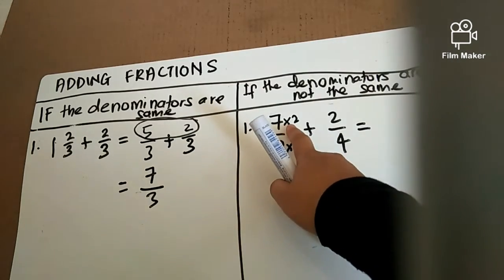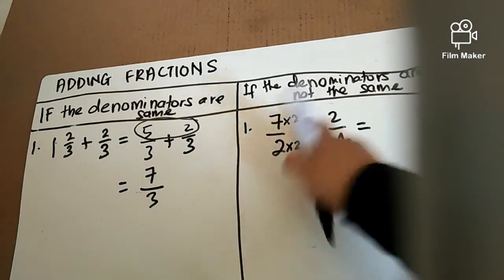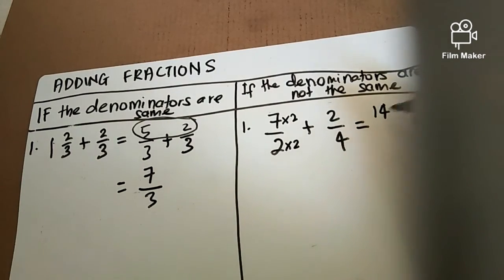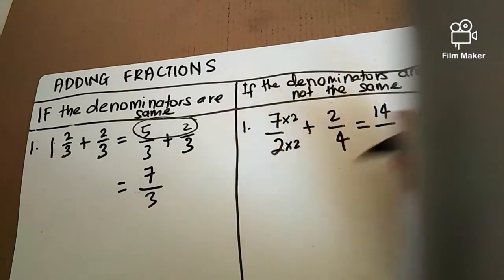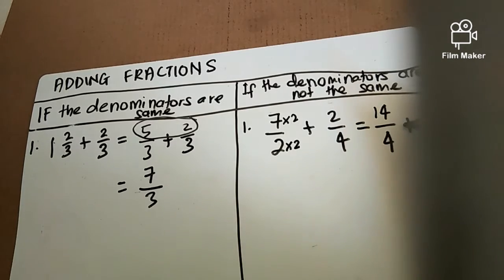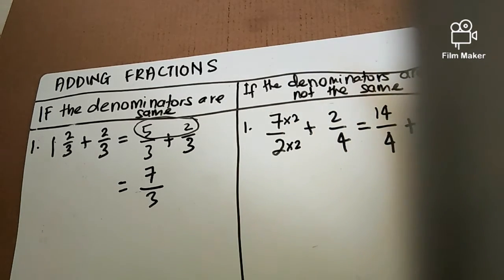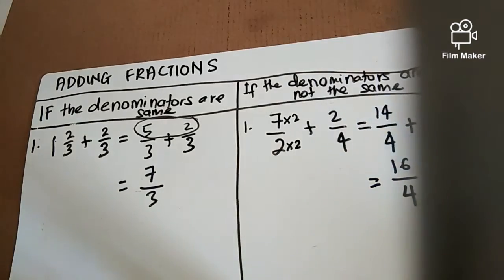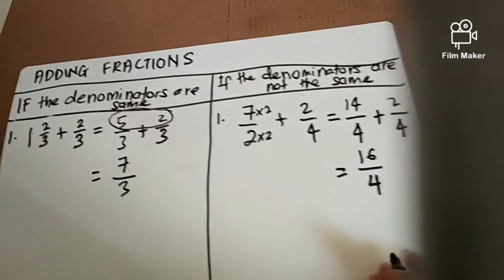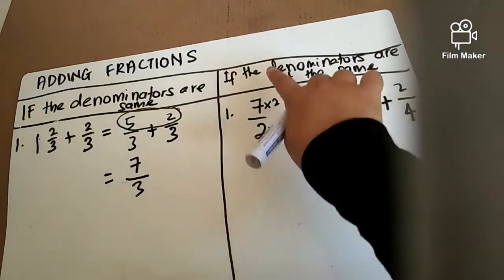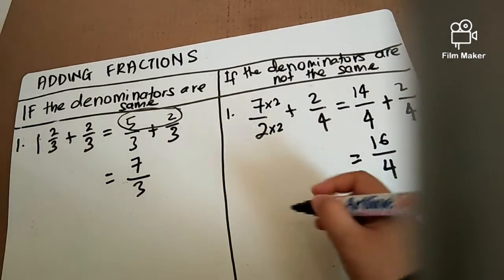Thus, this one needs 2 times 2 as well. 7 times 2 equals 14. 2 times 2 equals 4. For this one, you just copy 2 over 4. Alright, since the denominators are the same, now you can plus the upper numbers. 14 plus 2 equals 16 over 4. Okay, like that. Another method for this one, if the denominators are not the same.